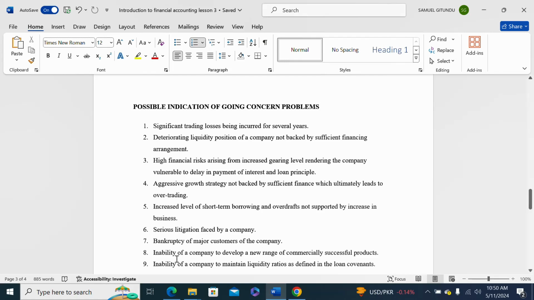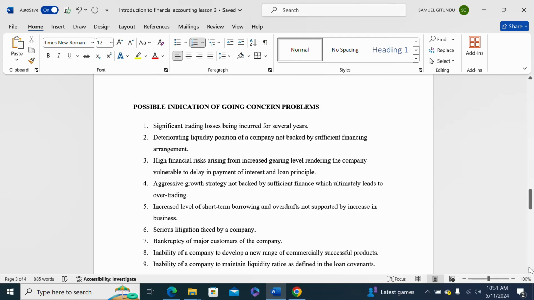Then the other indication is the inability of a company to develop a new range of commercially successful products. You see, companies are growing each day. They are developing new products which have high competition. So if your company does not have the technology to develop new products, or is still using older technologies when there are new technologies, then it means that your company can be overtaken by other companies, which will automatically lead to the failure of your company, which means that your company is not going to operate in the foreseeable future.